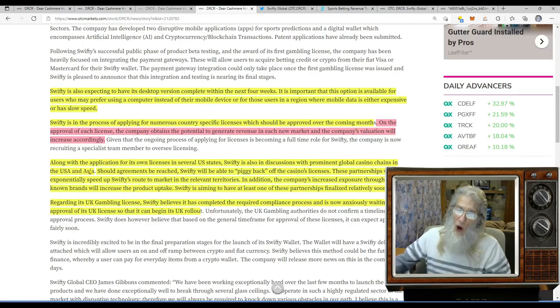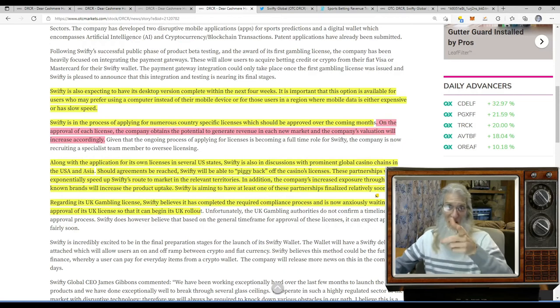Then they go on to say, along with the application for its own licenses in several U.S. states, Swifty is also in discussions with prominent global casino chains in the USA and Asia, both big markets. Should agreements be reached, Swifty will be able to piggyback off the casino licenses. We were just talking about that. These partnerships will exponentially speed up Swifty's route to market in the relevant territories. In addition to that, the company's increased exposure through well-known brands will increase the product uptake. Swifty is aiming to have at least one of these partnerships finalized relatively soon.